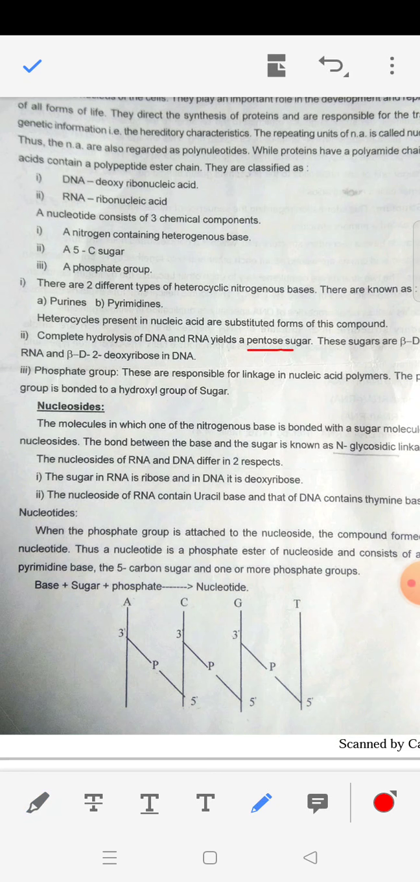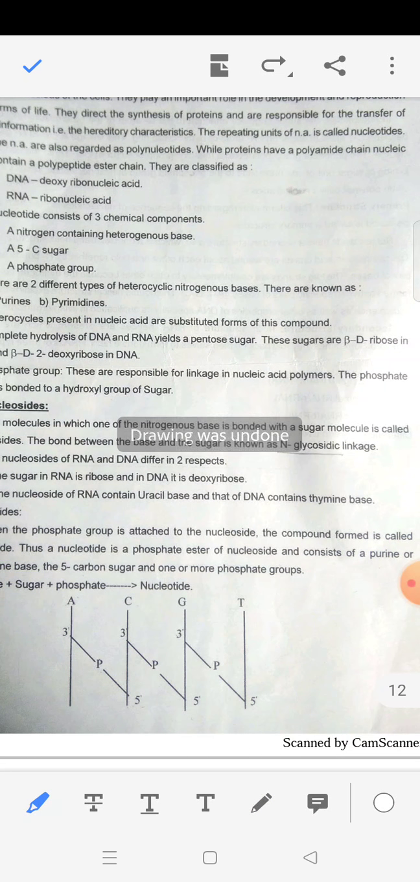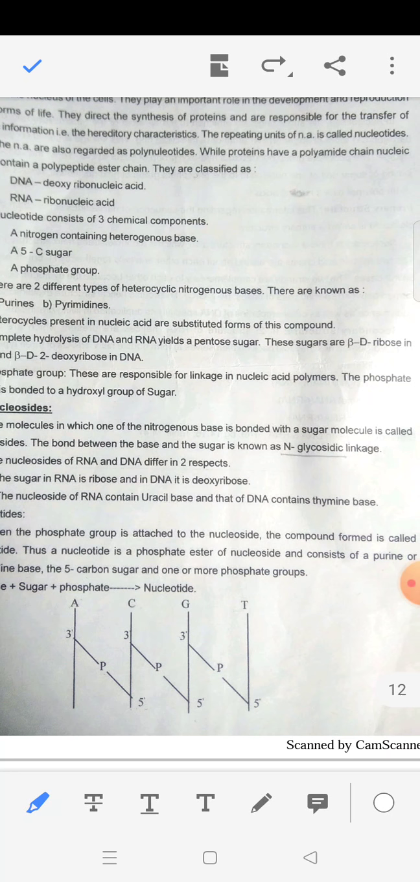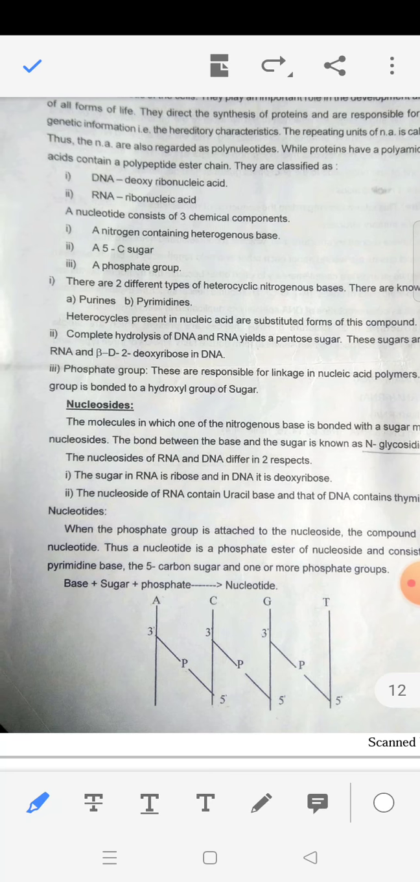Okay, these sugars are beta-D-ribose. Beta-D-ribose, you understand, when they undergo cyclization, just like in glucose and fructose, the OH is formed on the left in the carbonyl group, and beta-D-2-deoxyribose in DNA. The phosphate groups are responsible for linkage of the nucleic acid polymers. The phosphate group is bonded to a hydroxyl group of sugar. So as you can see in the schematic diagram here, the phosphate is serving as the link between two nucleotide units.